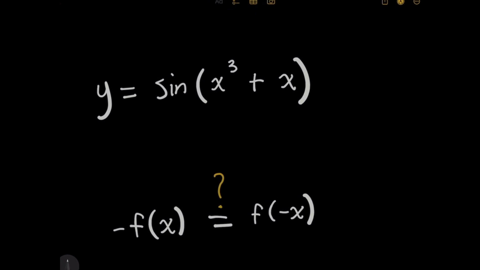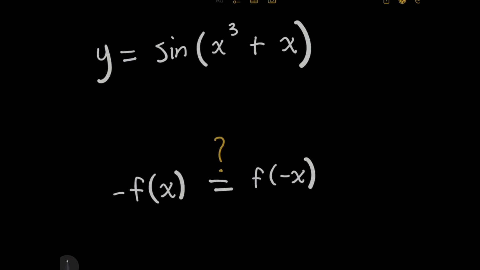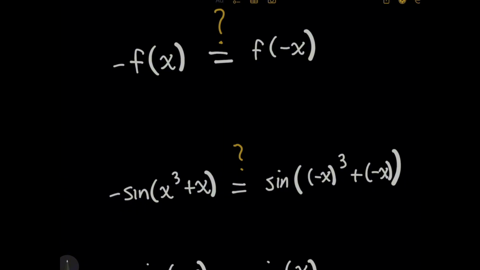So for this problem here, to prove whether or not it's an odd function, we would have to show that negative f of x equals f of negative x for all values of x. So what I'm going to do is, for the expression above, anywhere I see an x, I'm going to plug in negative x in parentheses and put this all on the right-hand side here.